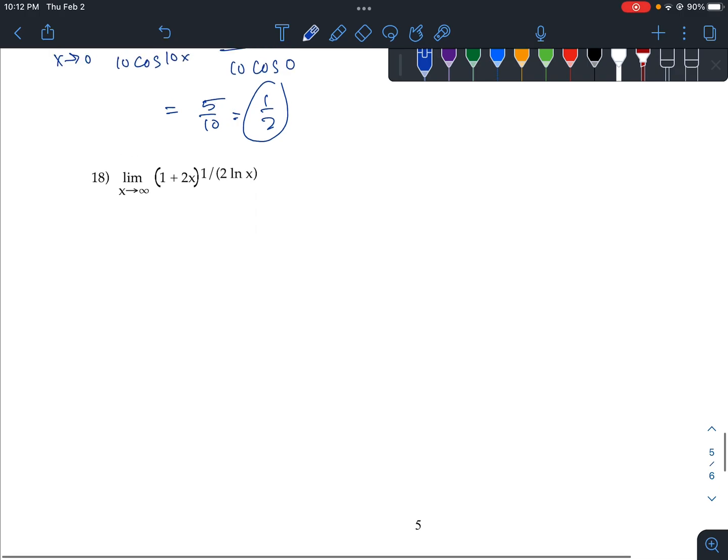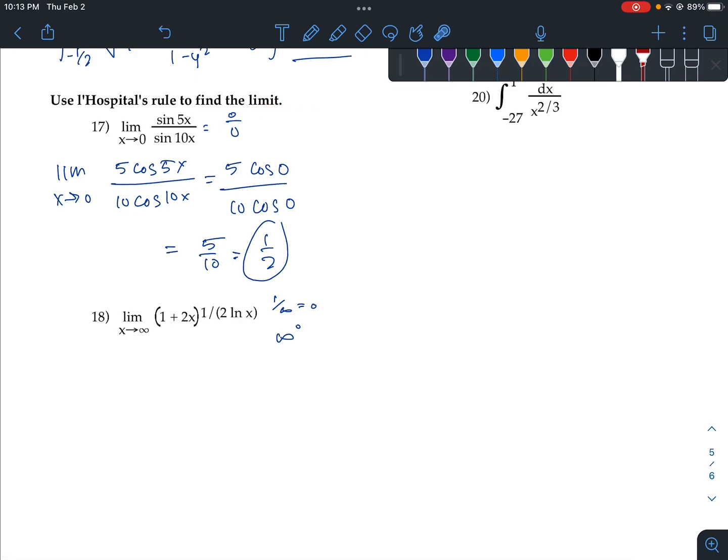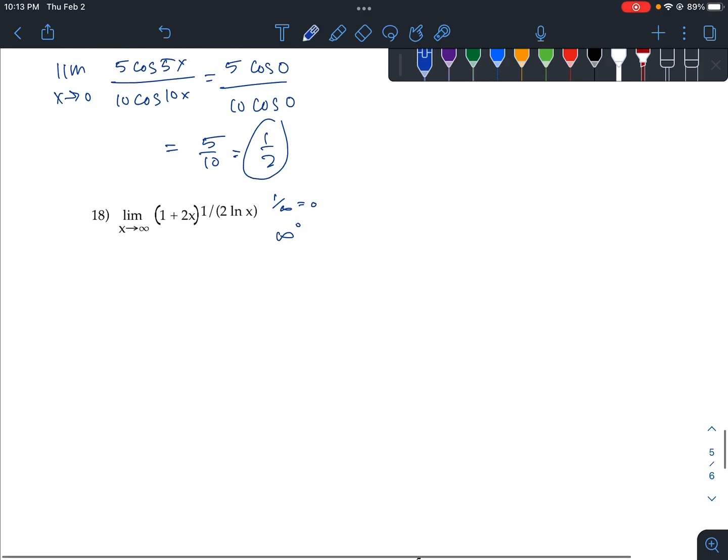For 18, using L'Hopital's rule, if I apply my limit, that's going to be infinity here, and then if I apply my limit here, this is going to be 1 over infinity, so that's going to be equal to 0. So my indeterminate form is infinity to the 0. I'm probably going to add something to this question where I make sure I specify that you indicate which indeterminate form you arrive at, so that you can show it.